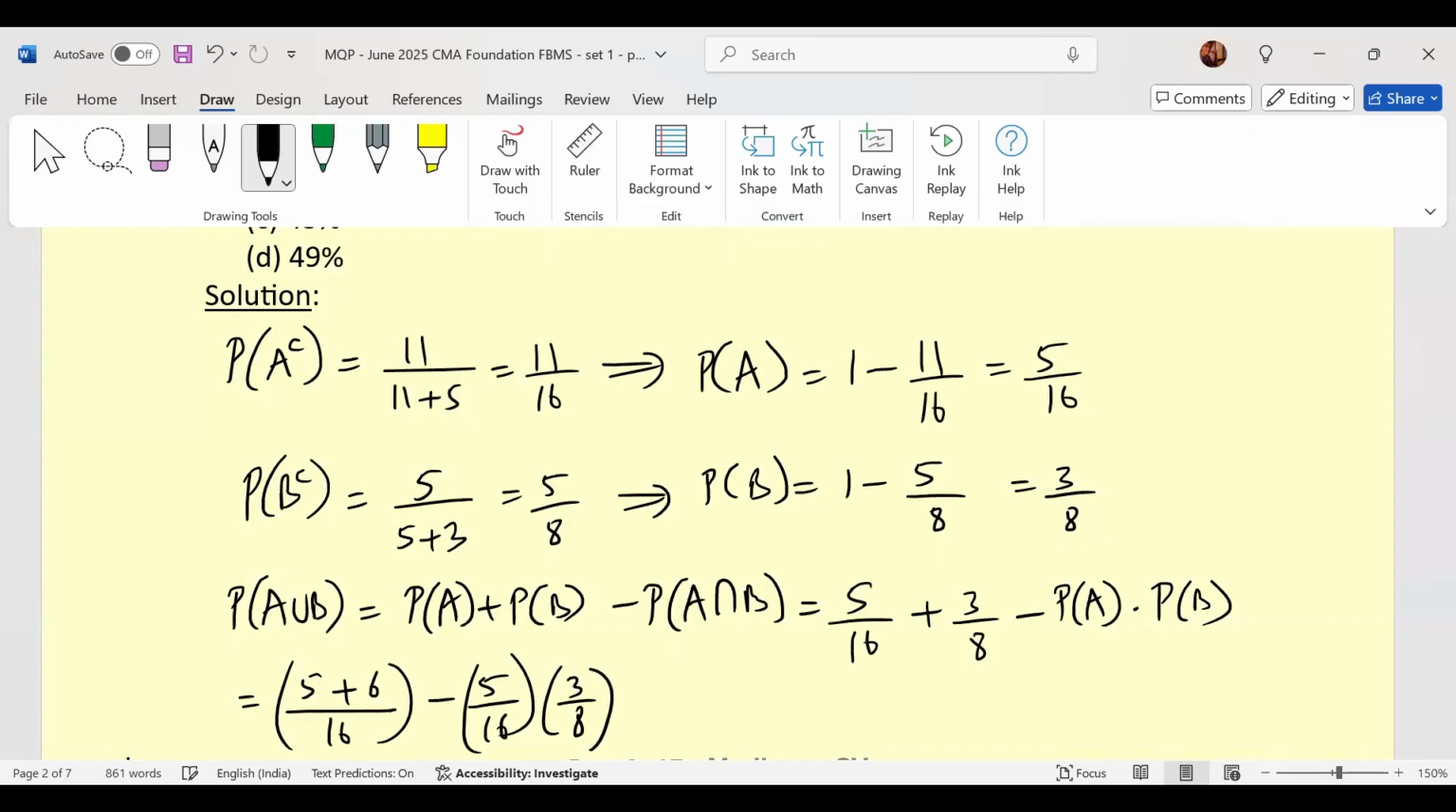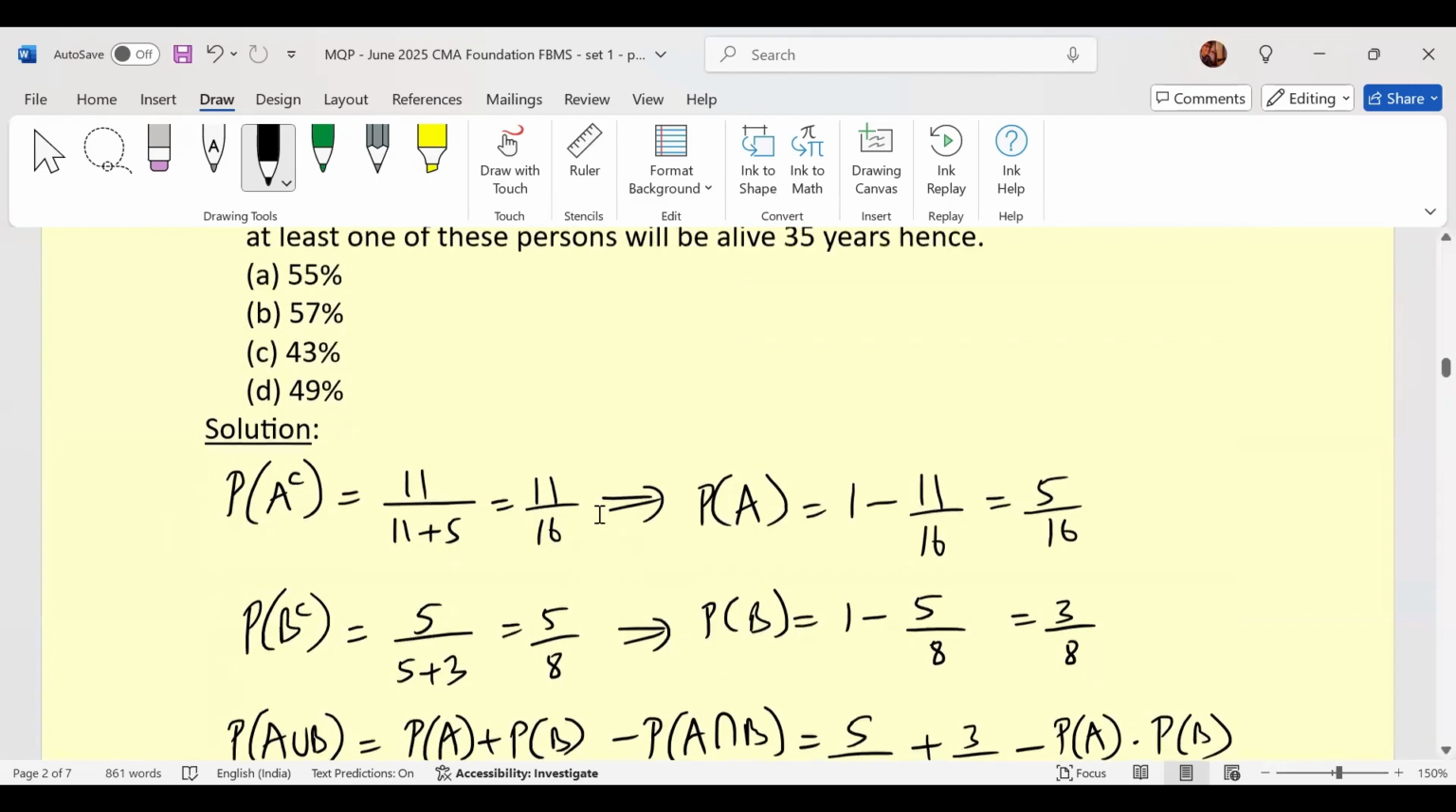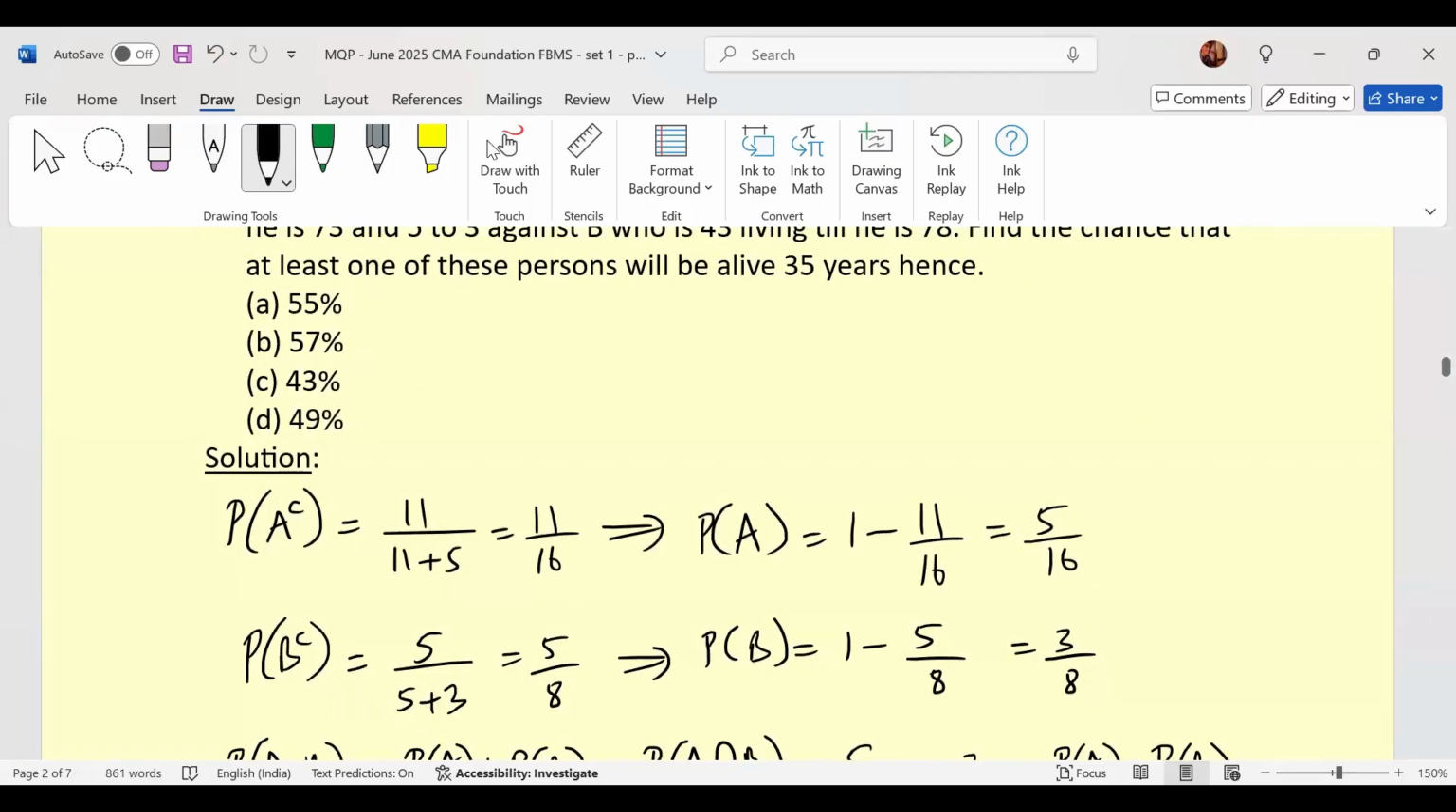So that will give you 11 by 16 minus 15 by 128. If we calculate this, we will get 0.57, which will give you 57%. So that means our option is B. That is the right option. So, balance questions we will see in our next video.